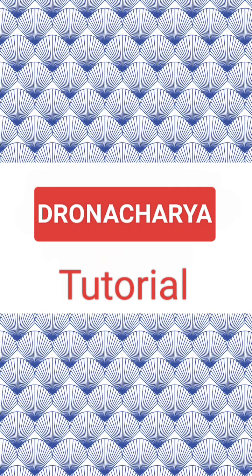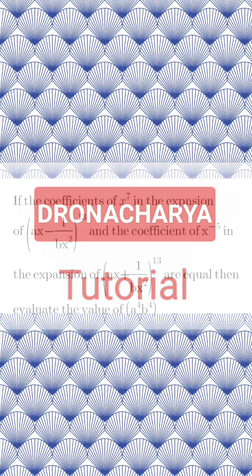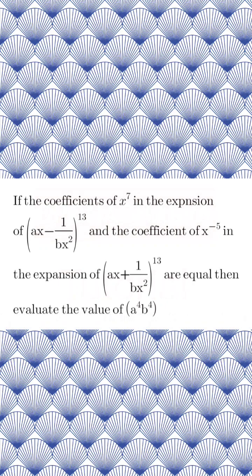Today I am back with a new interesting maths question from JEE 2023. Our today's question is: if the coefficient of x to the power 7 in the expansion of (ax - 1/(bx^2))^13 and the coefficient of x to the power -5 in the expansion of (ax + 1/(bx^2))^13 are equal, then evaluate the value of a^4 b^4.